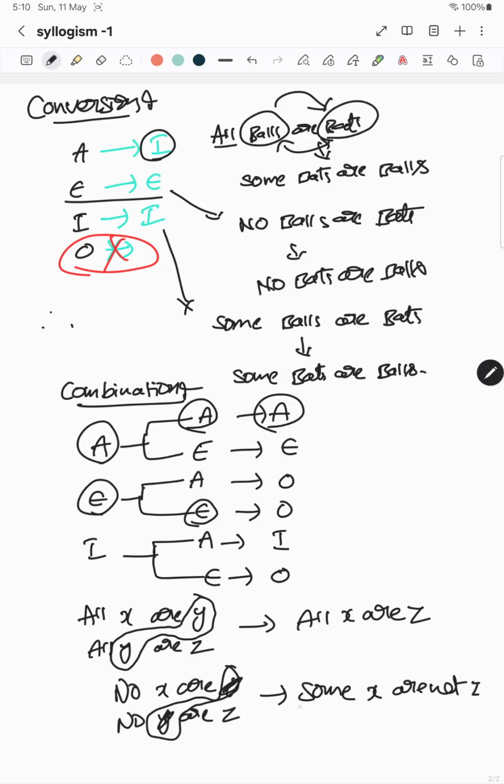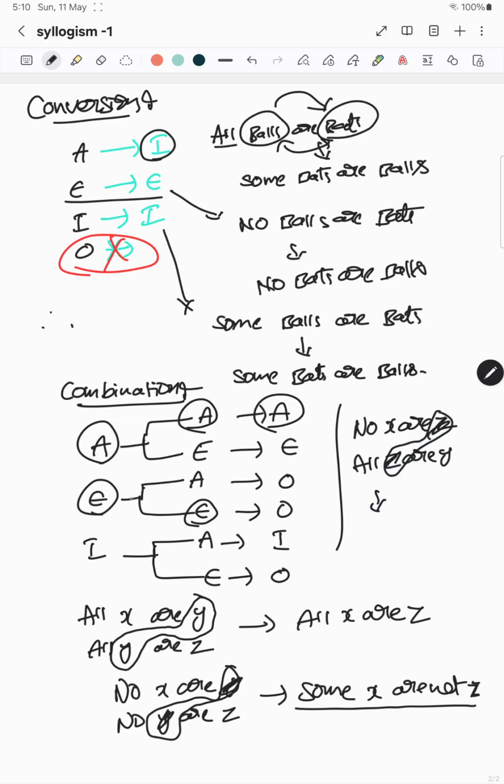So the answer will be in the form of some x or not z. Now, hope you understood the combination kind of statement. Similarly, if you see for E and A also, it is the same, like no x or z, all z or y. z is matching, so we remove this. Now the combination, when we combine these two, the answer should be some x or not y. So this is how the combination works.